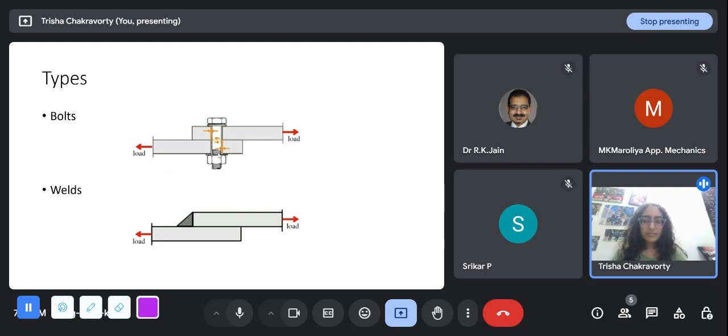And the second type of connection is welds. In weld we melt the parent material, and the parent material is molten, and then it solidifies again, and it clamps the two plates together.